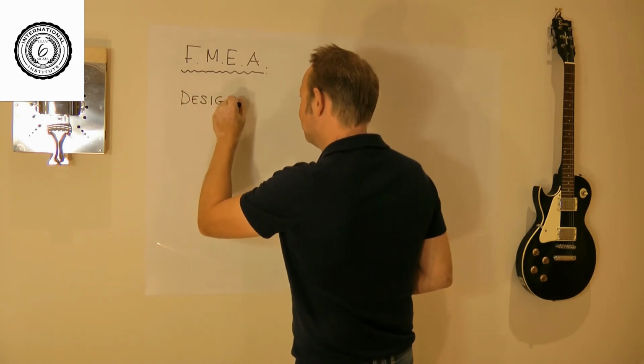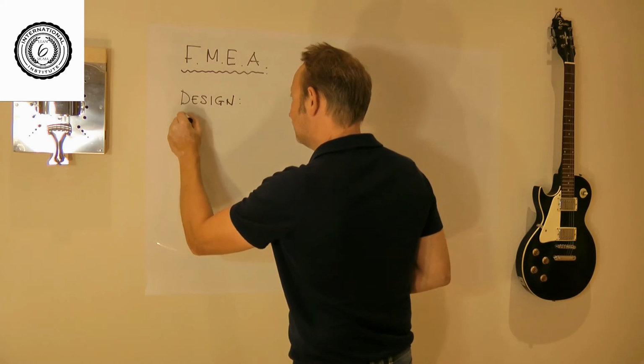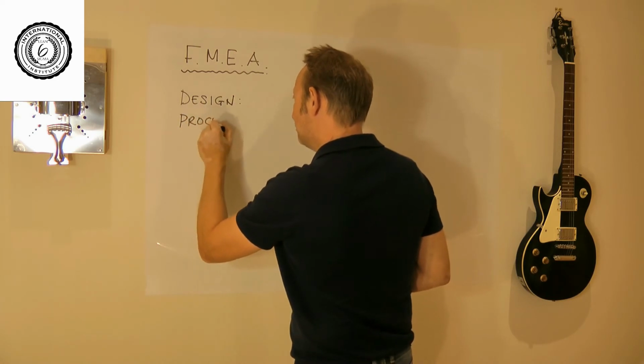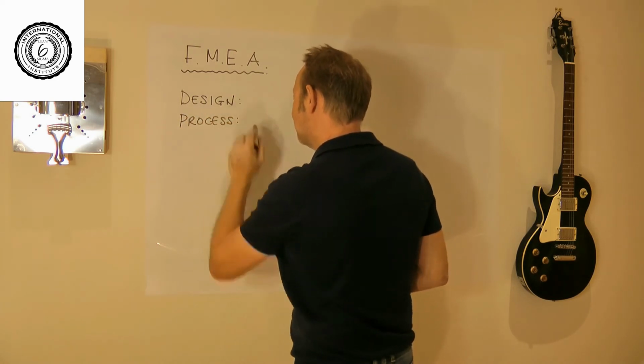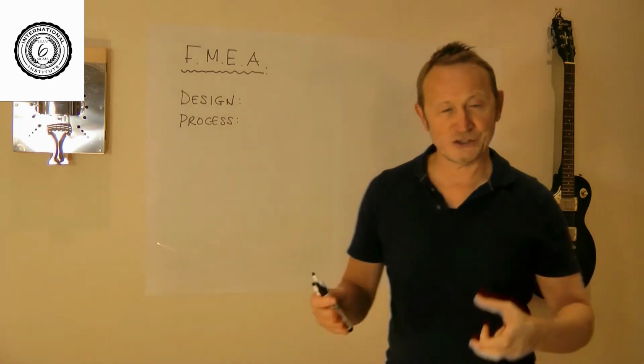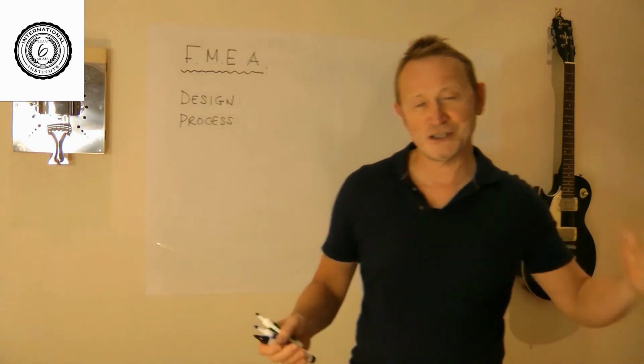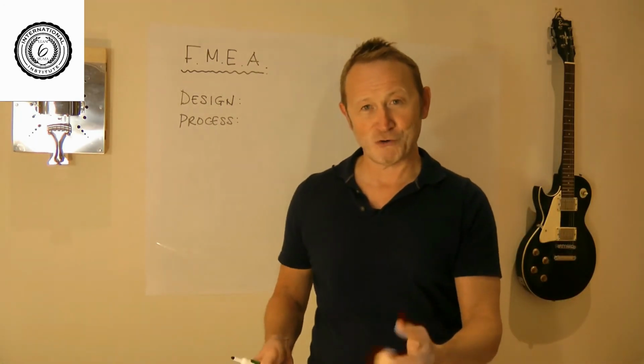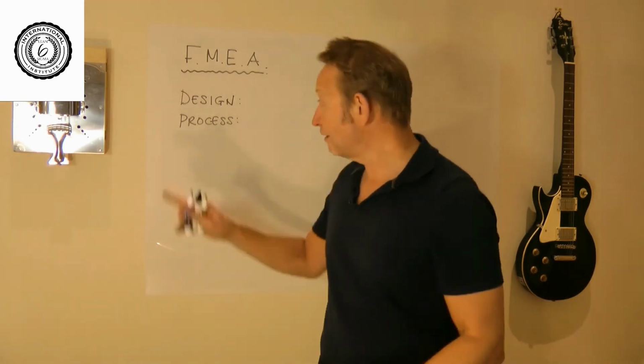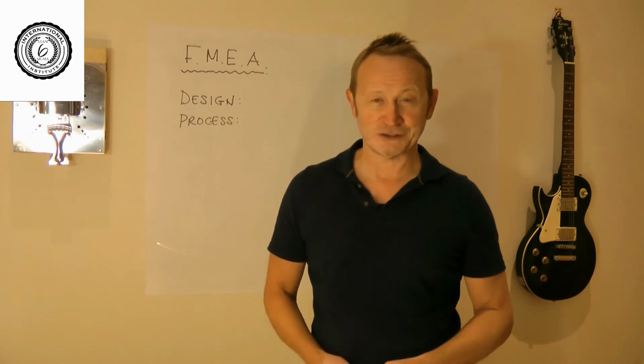There's a design FMEA and there is a process FMEA. And we're going to take a look at these two techniques and how what they're supposed to do is to give you high fidelity control at the production level and make sure that you please the customer. And that's what these two things are designed to do.